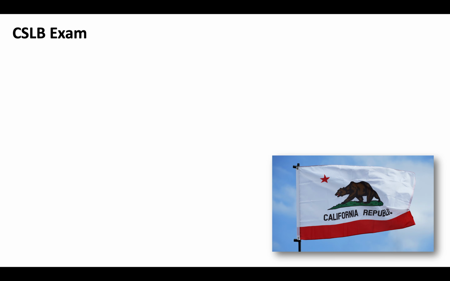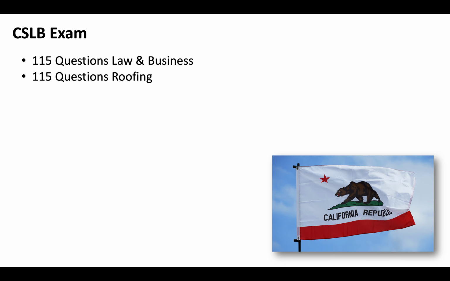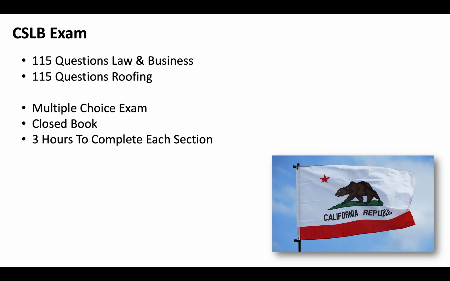So essentially, you've got to pass two tests, 115 questions that cover law and business and 115 questions that cover roofing. It's going to be a multiple choice test, closed book. You'll get 3 hours to complete each section. It's a computerized exam that you'll take at a CSLB testing facility. So keep in mind, if you're applying from out of state, you will need to come to California to actually take the exam.